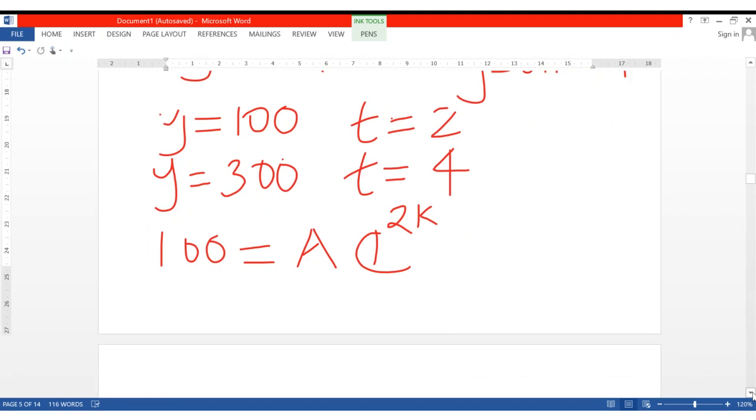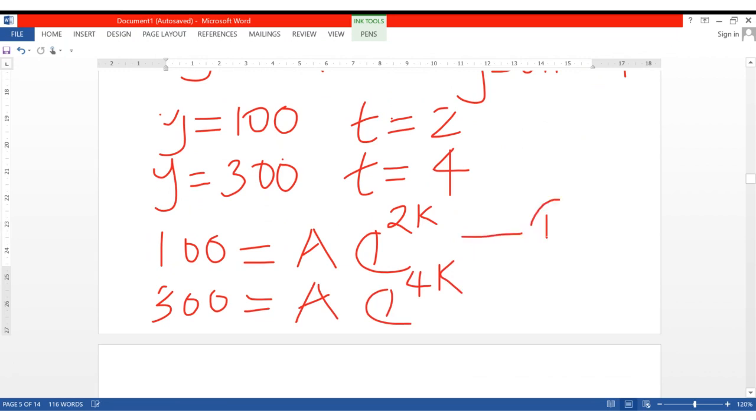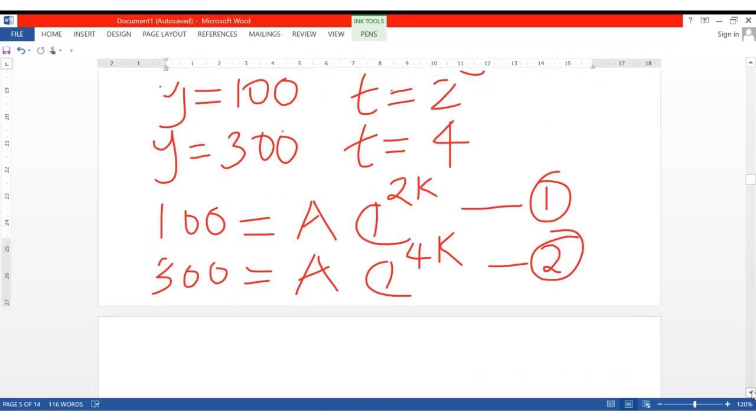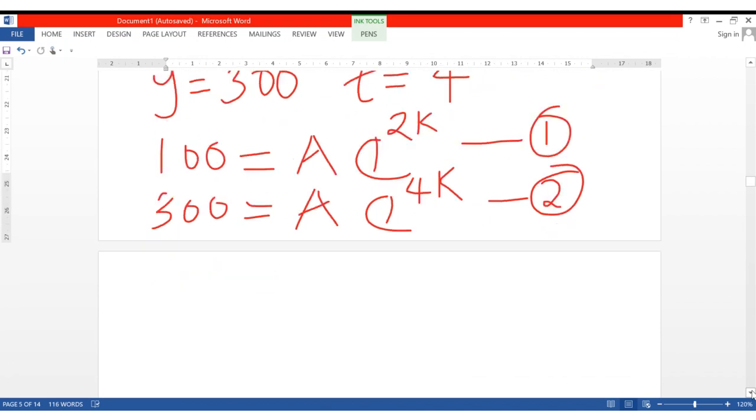The other condition is 300, and then our a, and then exponential. Now our time changes to 4k. So these are simultaneous equations that will be solved. This one is equation 1. This type of equation is not like the other one, so don't say that every equation will be unique. If you want to solve for the value of a and k, these are simultaneous equations that we need to solve together, because without the other one, you cannot solve the other one. So how can we solve them?